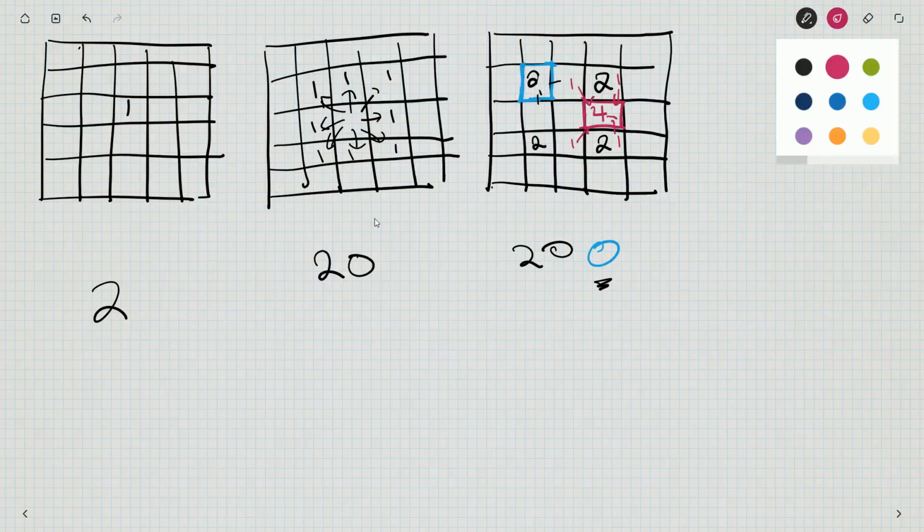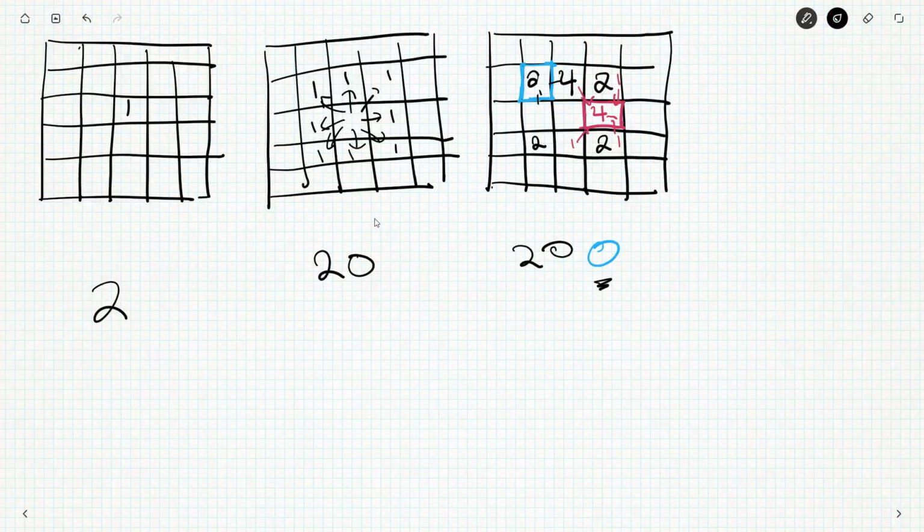So we can fill this grid in. There's 4 ways to get to this 0 as the third one. 4 ways, 4 ways, 4 ways. Okay. So that's what we're looking at.